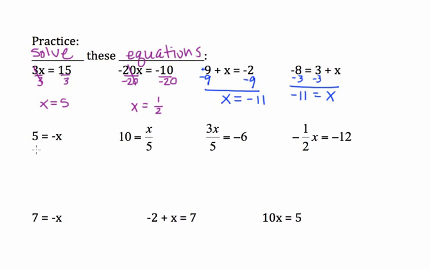Five equals negative x. I have to get rid of that negative before I'm done. So I like to divide both sides by negative 1. That cancels out the negative and gives you x equals negative 5.